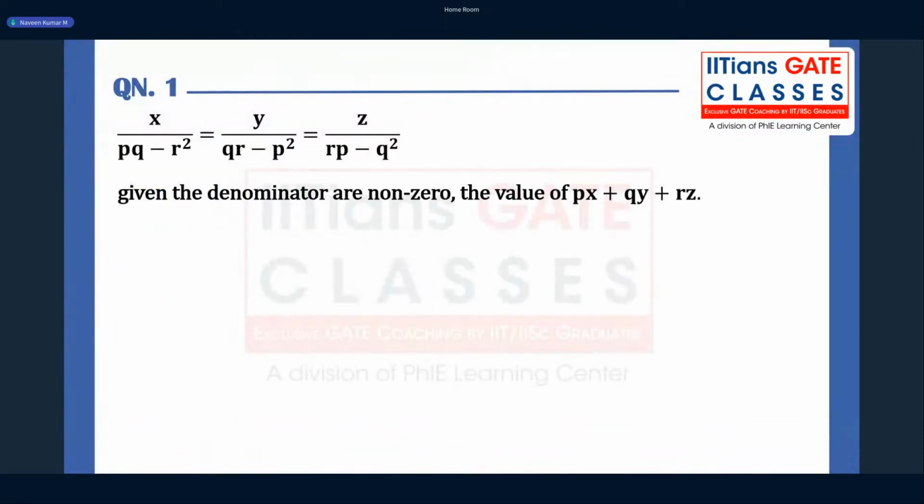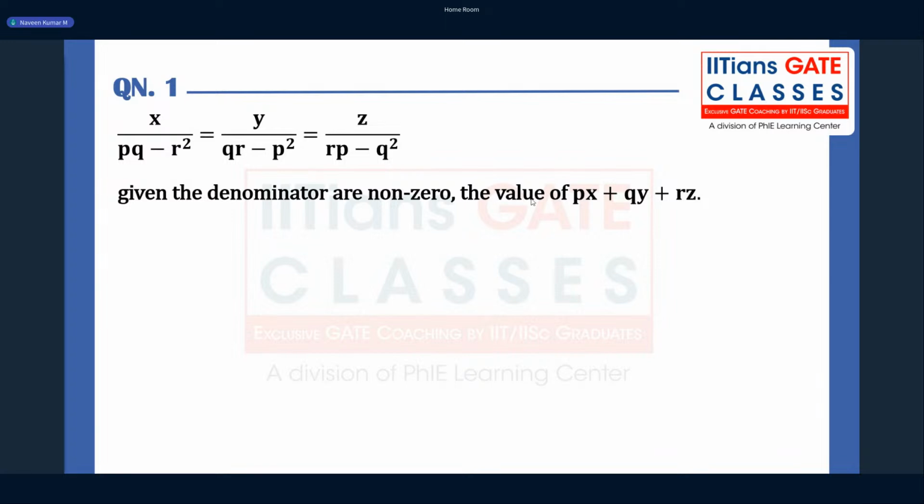The first question is from aptitude, or we cannot differentiate properly between math and aptitude, but by seeing the question, we can say this is from aptitude because this is a very generic question, and it's very simple to answer. You can see this ratio that's been given here, and they're asking, given the denominators are non-zero, obviously, if your denominator is zero, then the value doesn't exist.